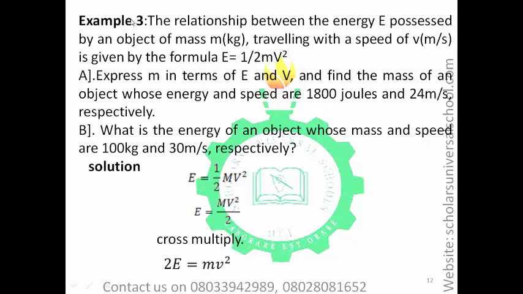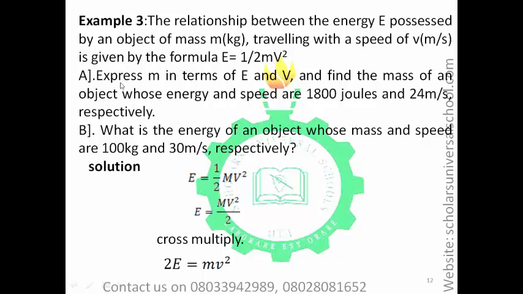Now let's look at the word problem of subject of the formula. The relationship between the energy E possessed by an object of mass m kilogram traveling with a speed of v meter per second is given by the formula E is equal to half mv square. All this that I've been saying, the energy, mass in kilogram, speed, just denotes the equation of energy, which is your kinetic energy, and is equal to half mv square, 1/2 times mass times the velocity squared.